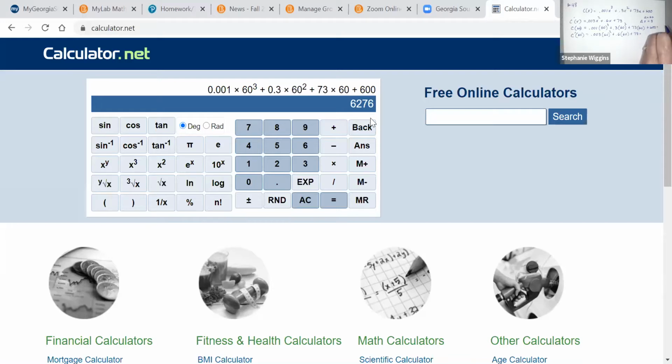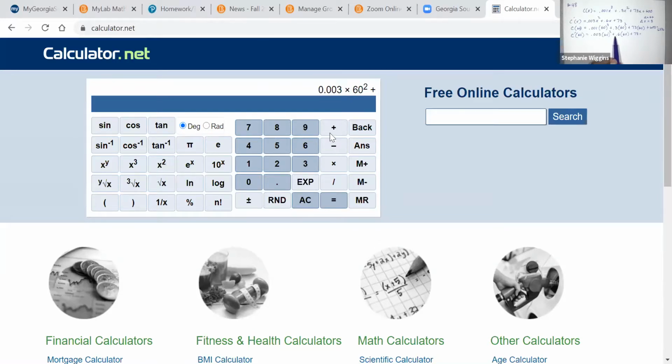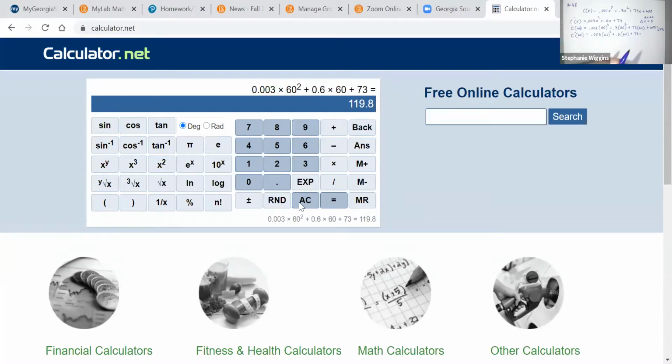So we get 6276. And then, let me make sure I did that correctly. It looks good. 0.3, yeah. Okay. And then for the derivative, we're going to get 0.003 times 60 squared plus 0.6 times 60 plus 73. And we get 119.8. Okay.